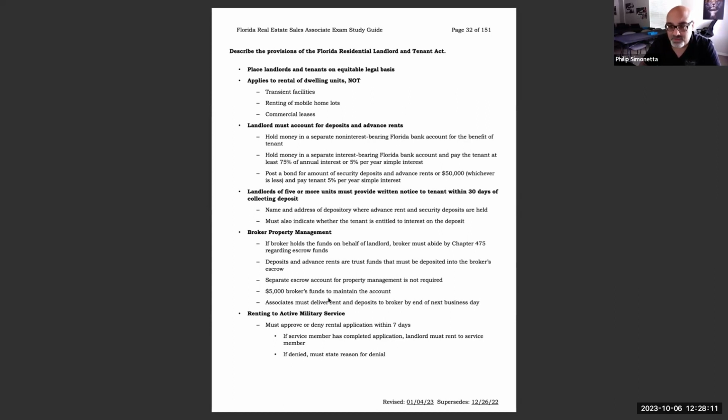Okay. Remember, this was on the practice exam. Landlords of 5 or more units must provide legal notice to tenants within 30 days of collecting a deposit. The name and address of the depository where the advance rent and security deposits are held, and they must indicate whether the tenant is entitled to interest on the deposit or not.